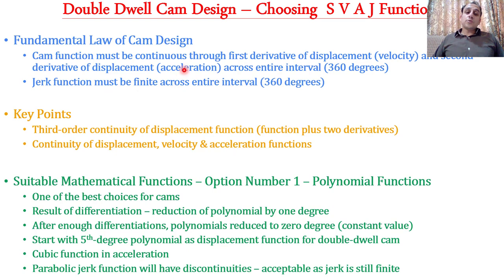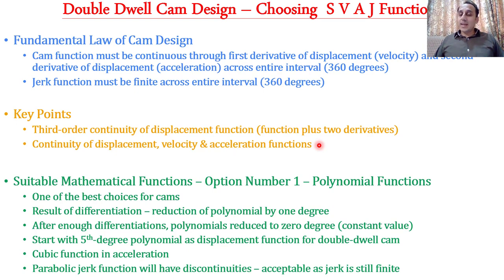Okay? So these are the two conditions. We can achieve these two conditions if we have a displacement function which has third order continuity. It means the displacement, velocity and acceleration functions should be continuous in order for the cam to be acceptable. So now we can use different mathematical functions.